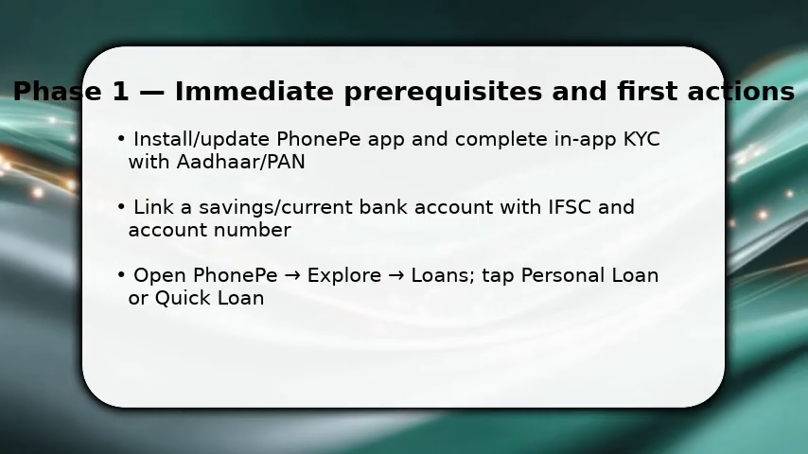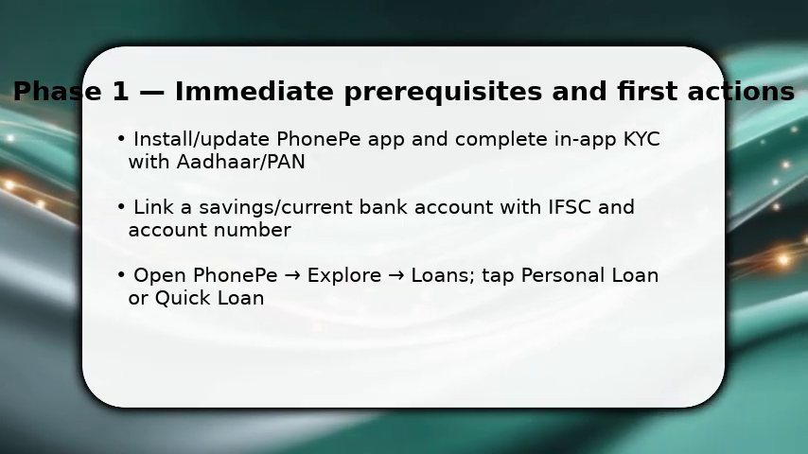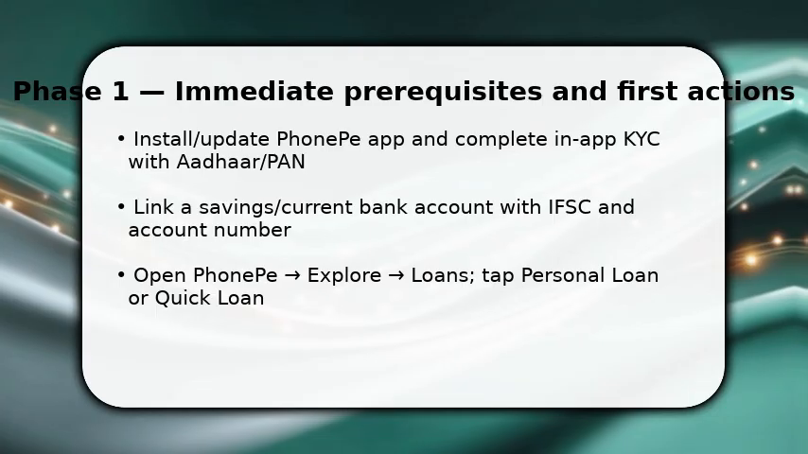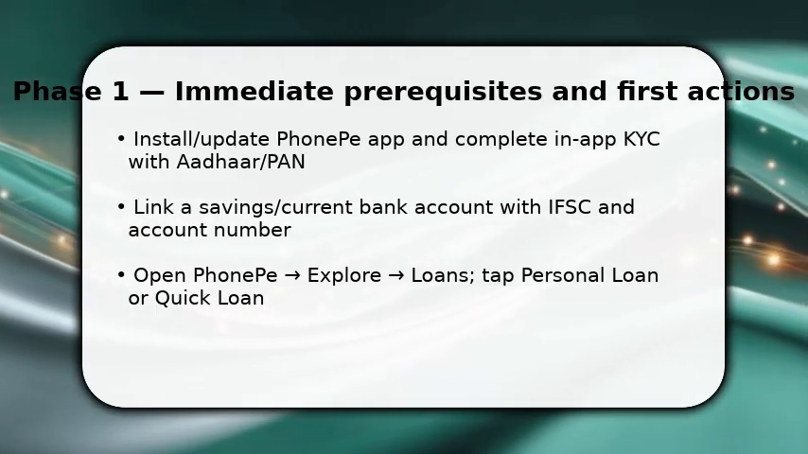You must start with essentials. PhonePe updated, KYC done, and your bank linked so disbursal is seamless. Once ready, open PhonePe and navigate to Loans, tap Personal Loan or Quick Loan to begin.